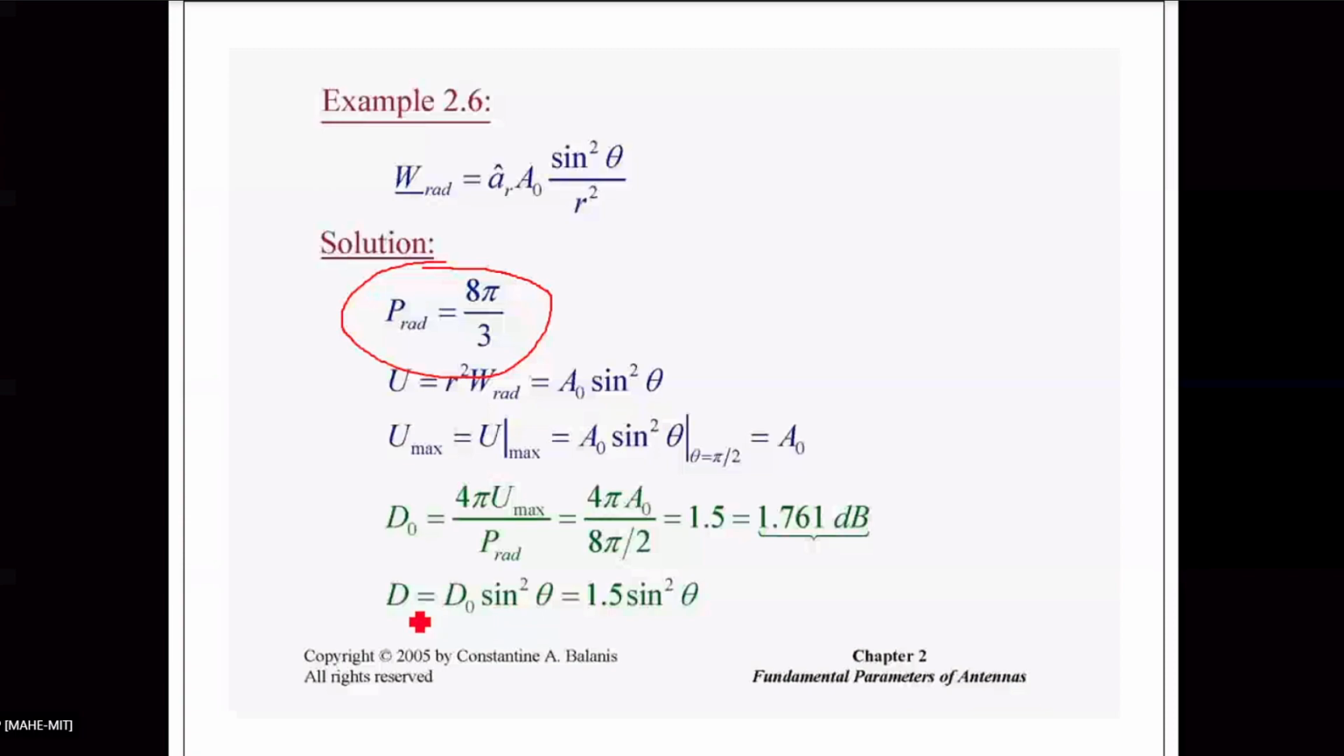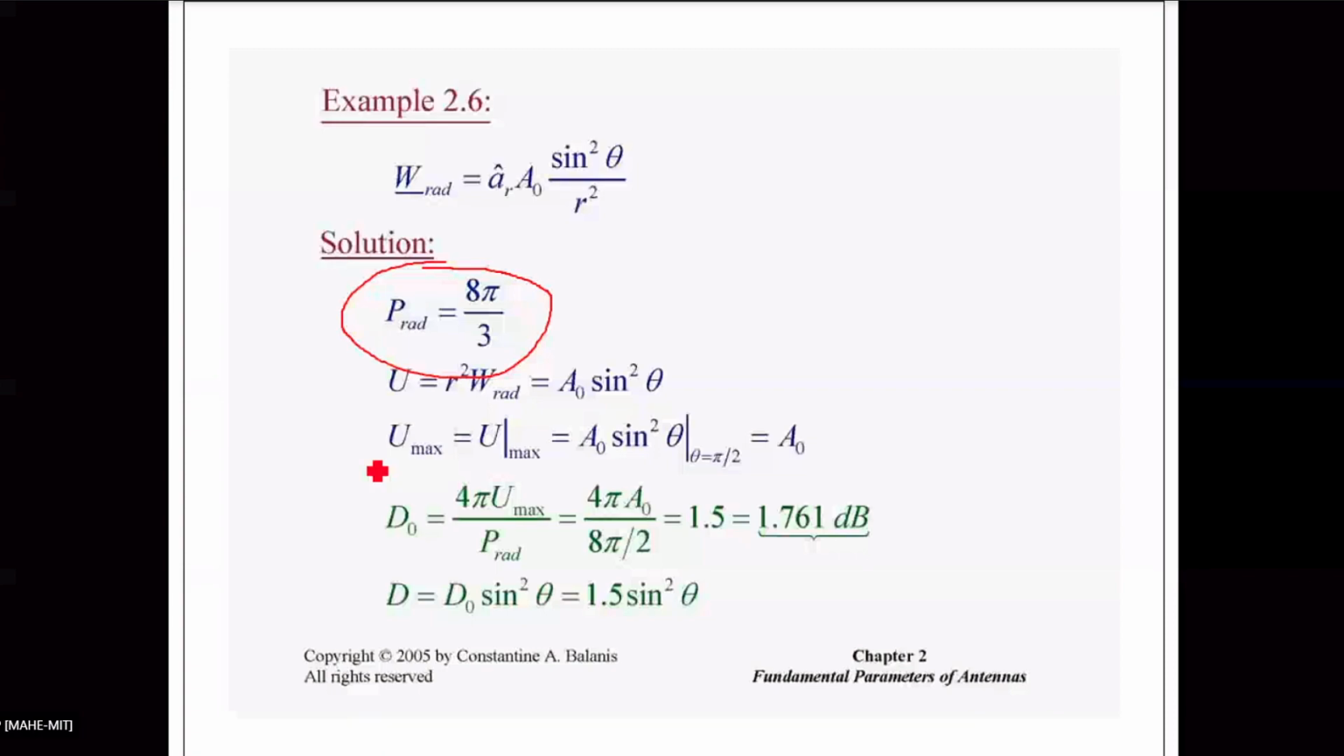So D is directive gain, which is in any direction. Directivity is the maximum value of directive gain, that is D naught. So D is 1.5 sin squared theta. Have you understood? Yes, sir.